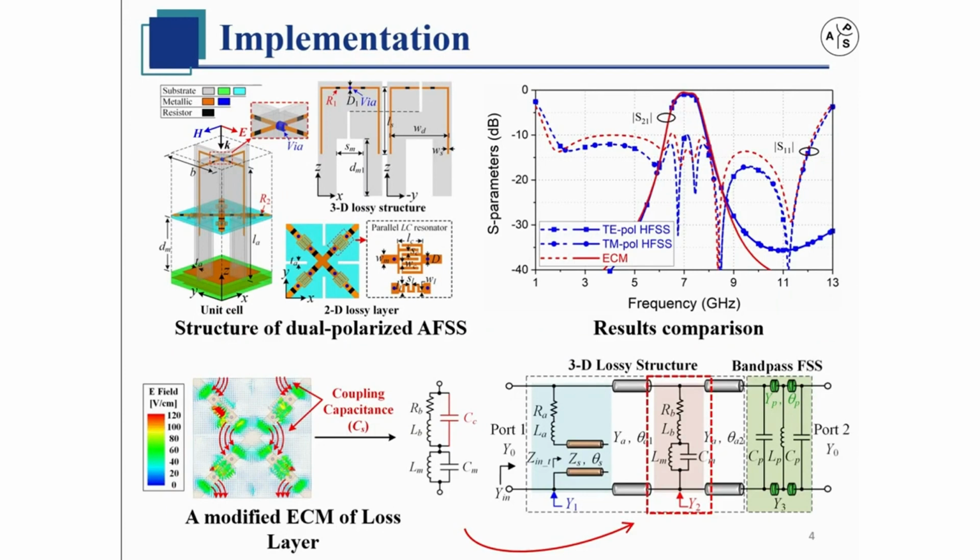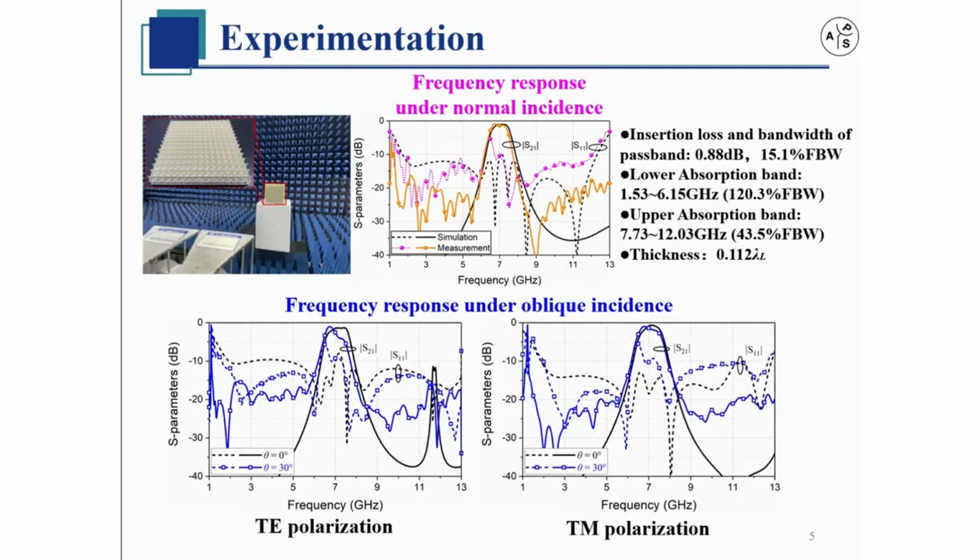A dual-polarized AFSS is achieved by combining a three-dimensional absorbing structure, an absorbing/transmitting layer, and a two-dimensional bandpass FSS. The equivalent circuit model of the absorbing/transmitting layer is modified, resulting in an accurate equivalent circuit model. The results from both full-wave simulation and circuit simulation agree well. A prototype of the dual-polarized bandpass AFSS is fabricated and assembled to validate its filtering and absorbing performance.